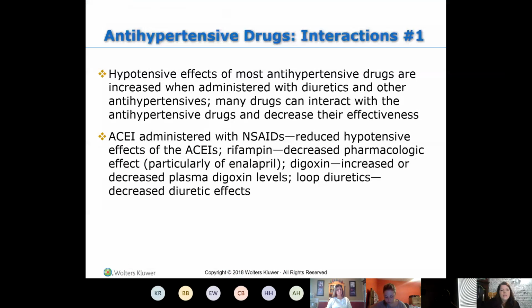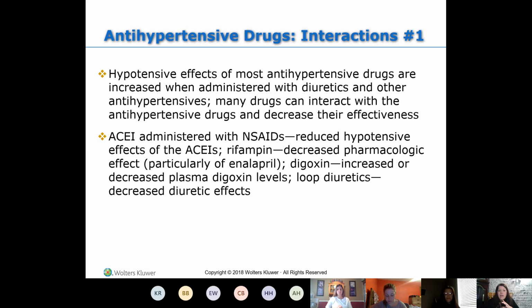All right, so hypotensive effects, you do need to know this, of most antihypertensive drugs are increased when administered with diuretics. So if we're giving something that's supposed to lower your blood pressure and something else that's supposed to lower your blood pressure, it makes sense that we might have a compounded effect and we might have a little more chance for that postural hypotension. Does that make sense to y'all? So that's kind of a common knowledge thing.